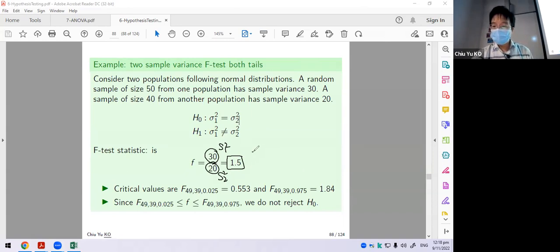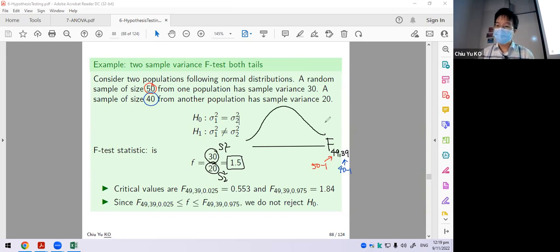So as we said, this F would follow the distribution F of 49, 39. So what is 49, 39? It comes from 50 minus 1, and you also have this 40 minus 1. I will tell you what the graph looks like very soon, and in general it looks like this. So 1.5, I don't know where 1.5 is. I may know if I draw the graph, but without doing this, I don't know whether 1.5 is here or here.